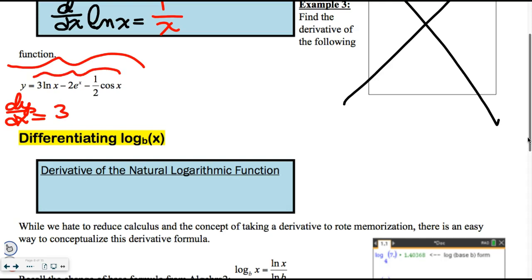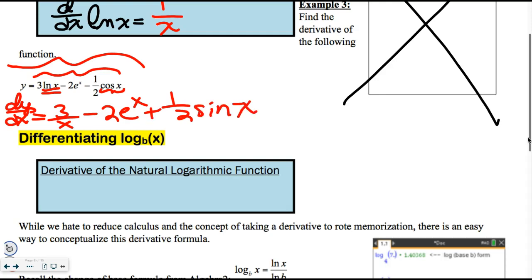The constants stay out front. The derivative of ln x is 1 over x. The constant stays out front. Blake, what's the derivative of e to the x? E to the x. Done. The constant stays out front. And Jake, what's the derivative of cosine? Negative sine. So this becomes plus sine x.